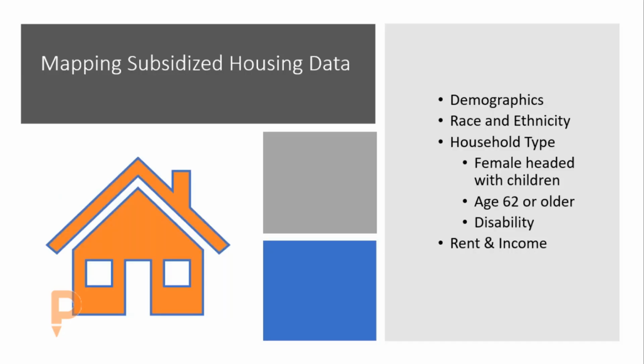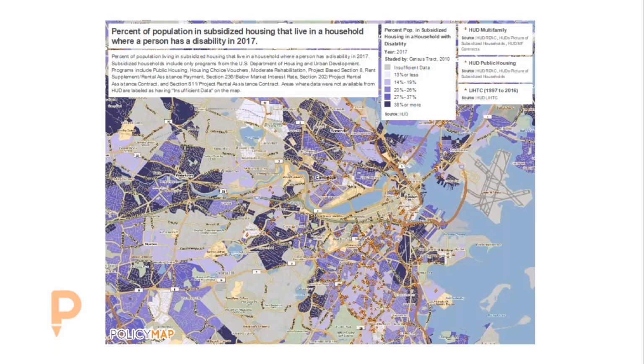Another interesting thing that you can take a look at using PolicyMap, not only by looking at this SVI, is that you can map subsidized housing data. And you can map this data through demographics, by race and ethnicity, by household type. So if you in fact wanted to find out where there might be a large number of people 62 years or older within an area, you can do that. And you can also map this by rent and income. If you take a look at this, you have a sample map of the percent of the population in subsidized housing that live in a household where a person has a disability.